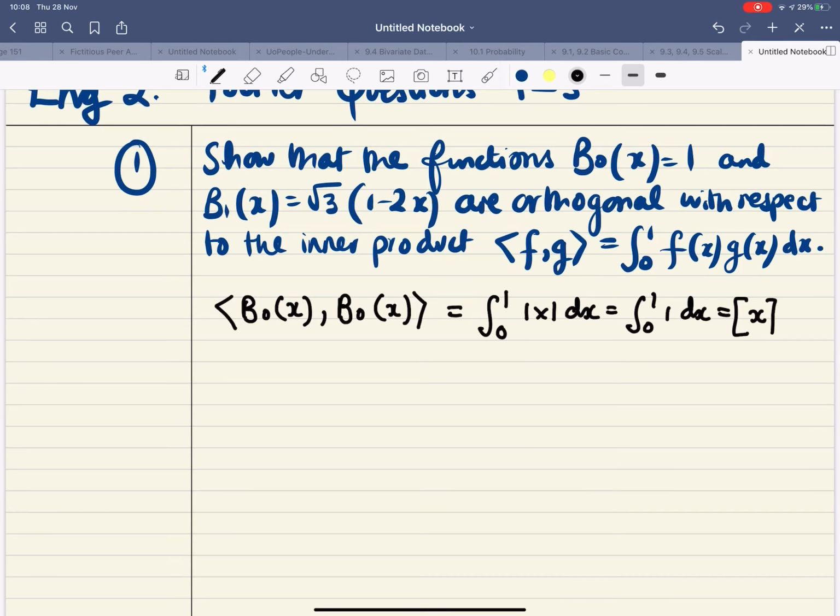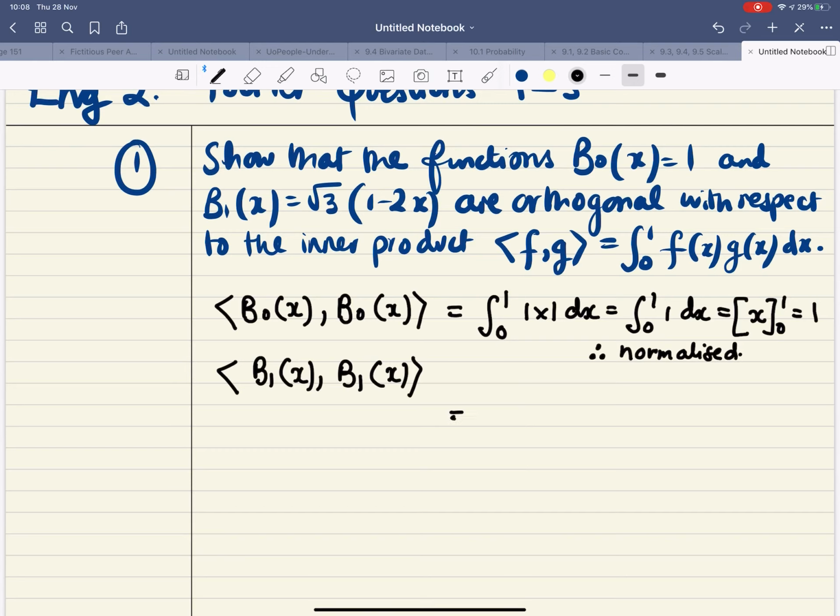So that's x from 0 to 1, and then that's going to be 1, because the integral of 1 with respect to x is x. Then we substitute in the 1 and substitute in the 0, and it comes up with 1. When we do the second one with itself, b1x with b1x, what we also say there is, because it equals 1, therefore normalised.